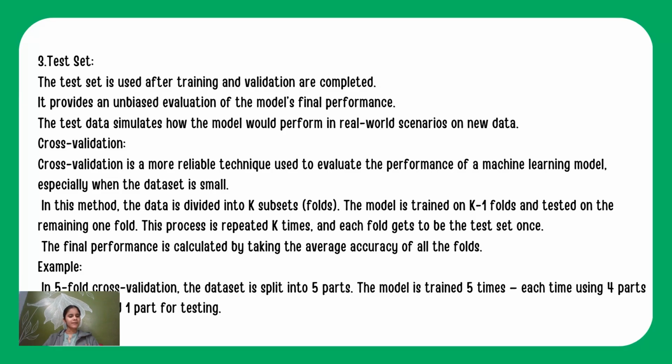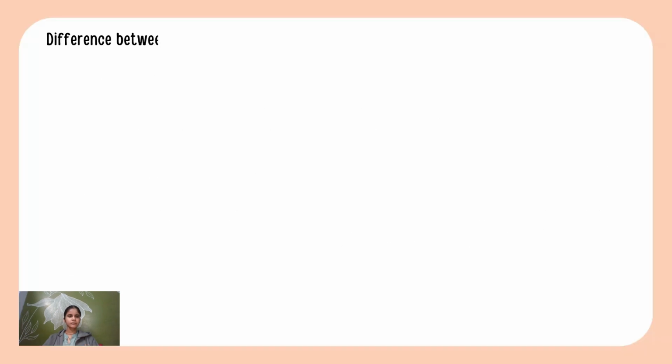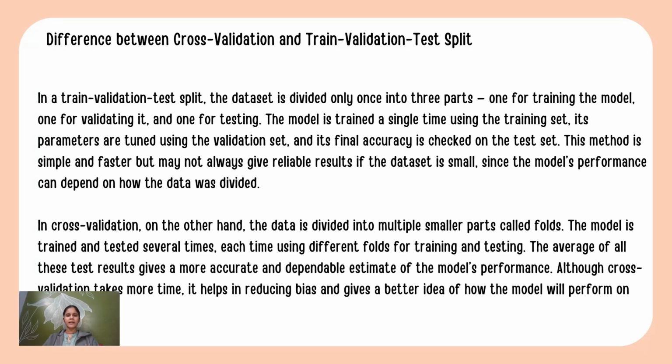For example, in 5-fold cross validation, the dataset splits into 5 parts. The model is trained 5 times, each time using 4 parts for training and 1 part for testing. Now, the difference between cross validation and train validation test split. In the train validation test split, the dataset is divided only once into 3 parts, one for training the model, one for validating it, and one for testing it.